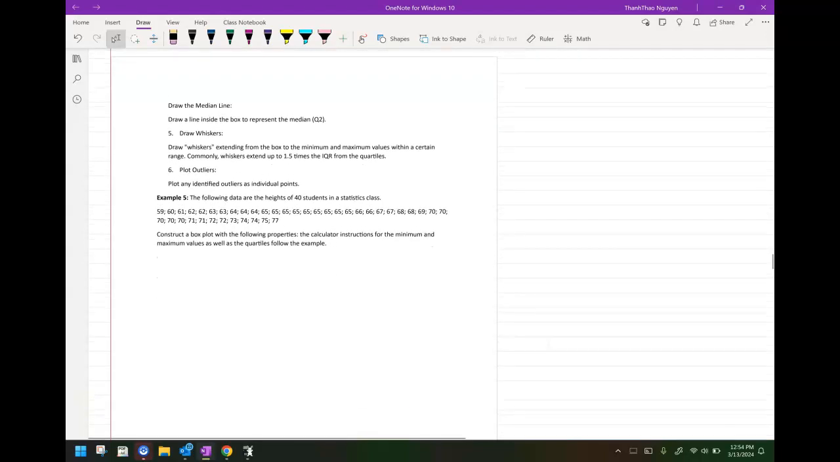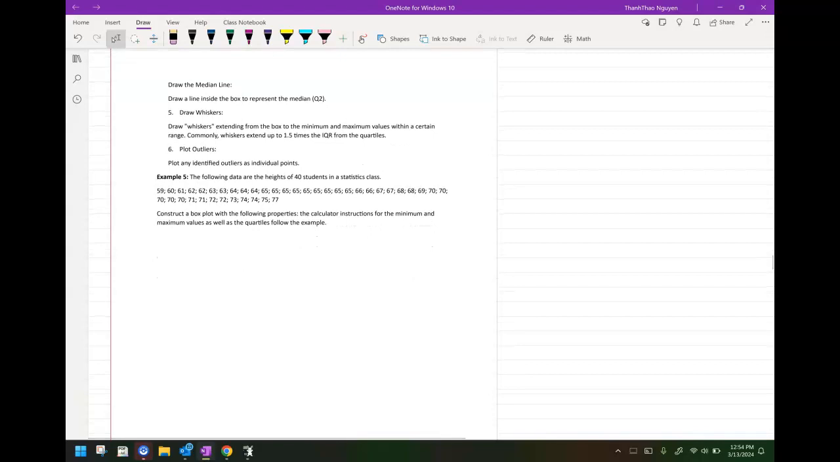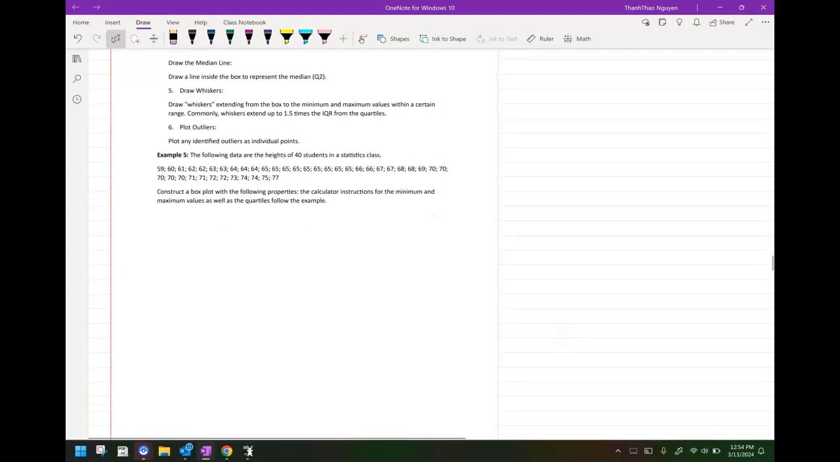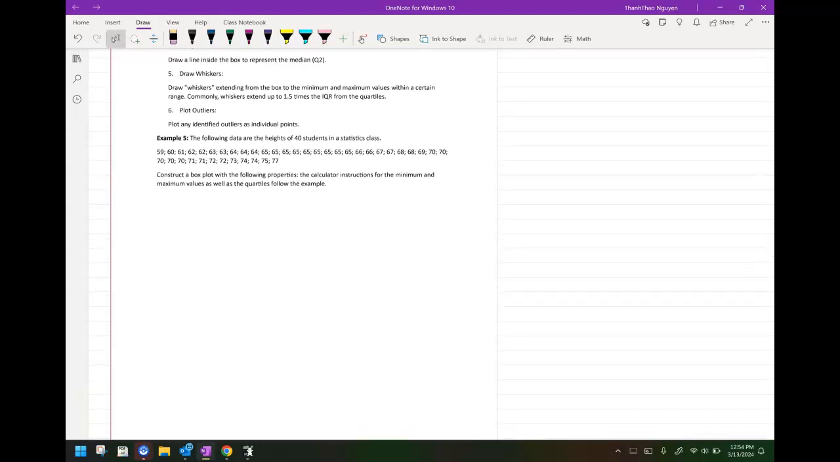Draw whiskers. Whiskers extend from the box to the minimum and maximum values within a certain range. Commonly, whiskers extend up to 1.5 times the IQR from the quartile. Then we plot the outliers. Plot any identified outliers as individual points.